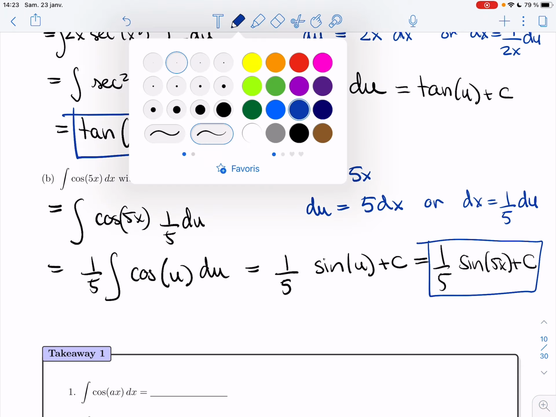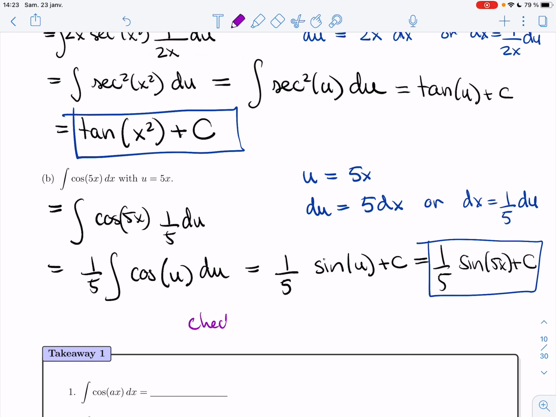Again, you can check. Let's check this one. We have a bit of space. So if I take the derivative of 1/5 sine of 5x, I'm going to get 1/5 cos of 5x and then the derivative of 5x. That derivative is exactly what the constant that we had here was. So the 5 is going to cancel with this, and I'll just get cos of 5x.